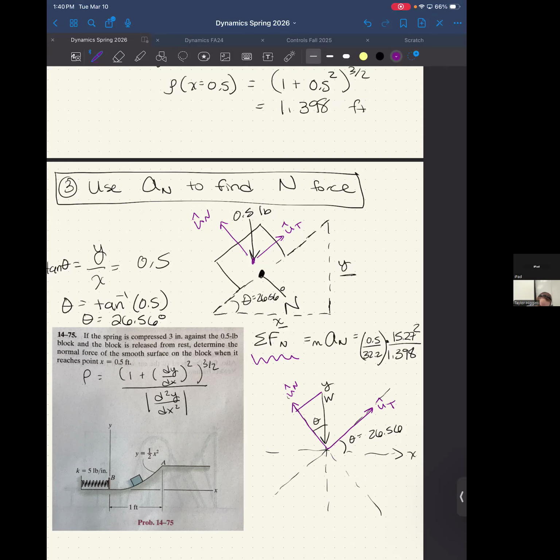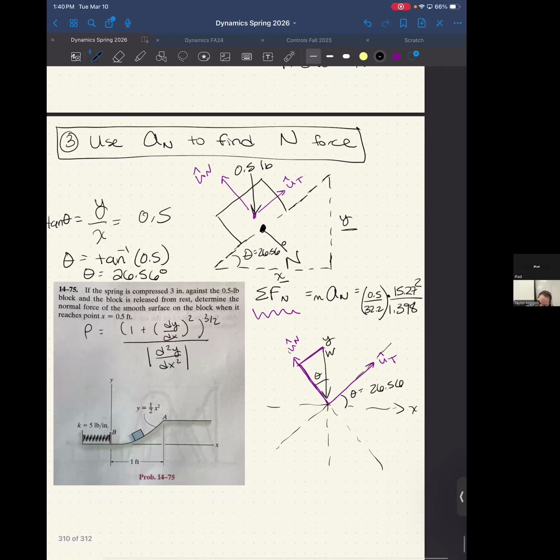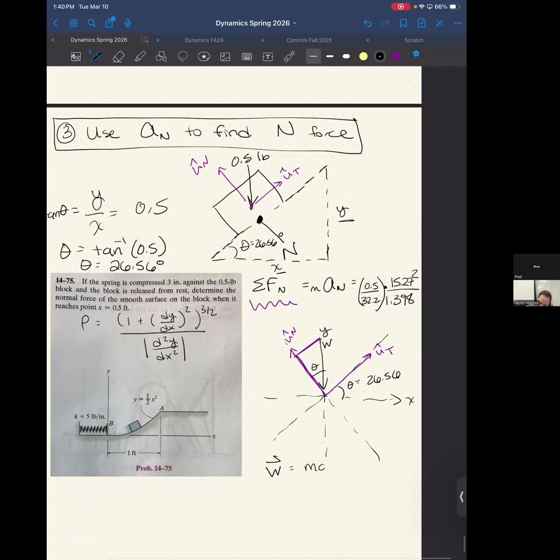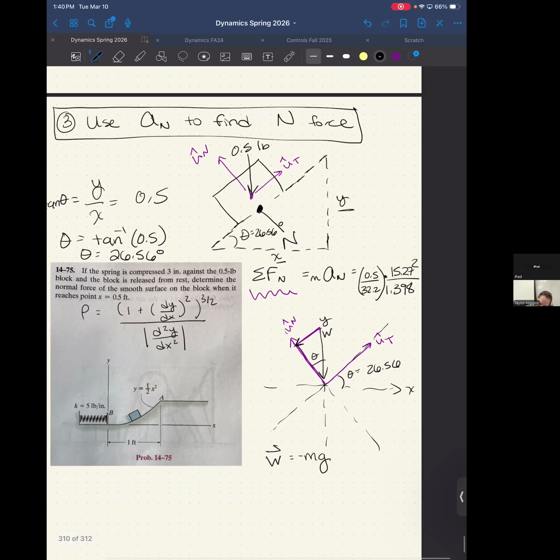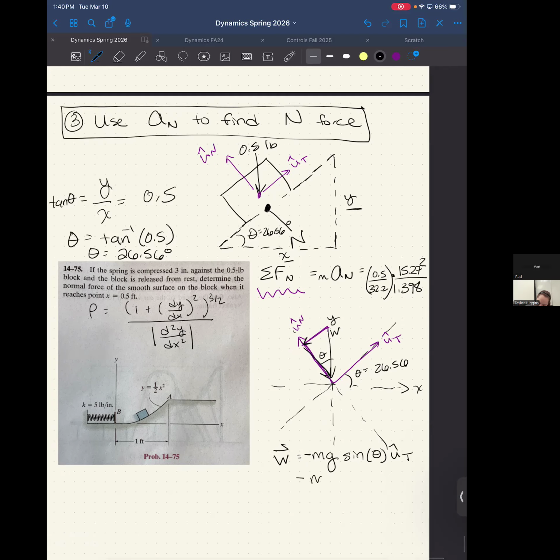Okay, so this is the right triangle I care about. So we can say W as a vector equals mg, minus mg sine theta in the tangent direction, minus mg cosine theta in the normal direction.